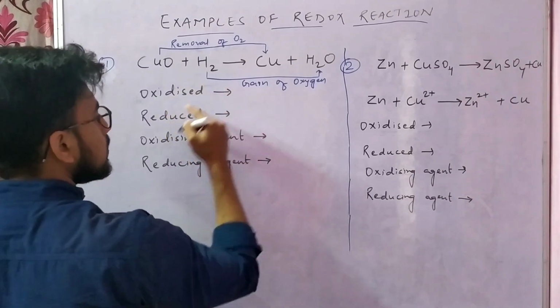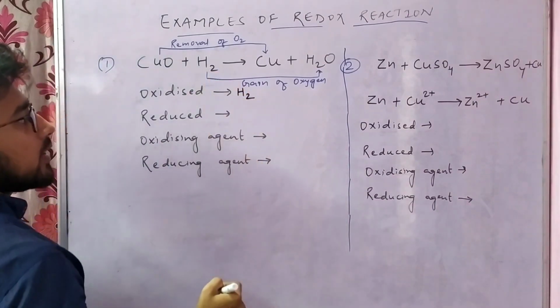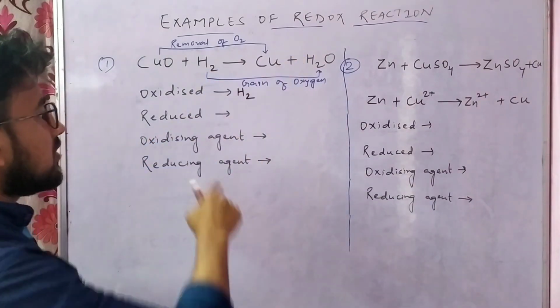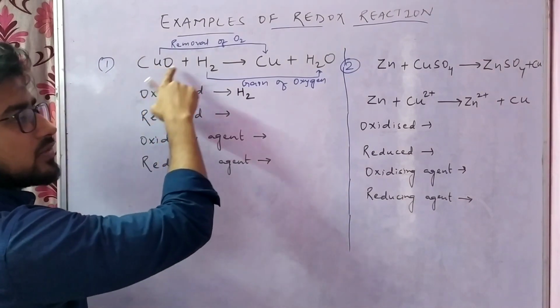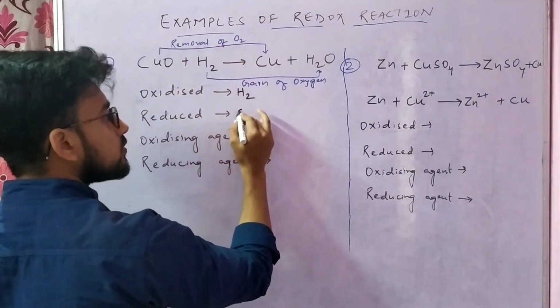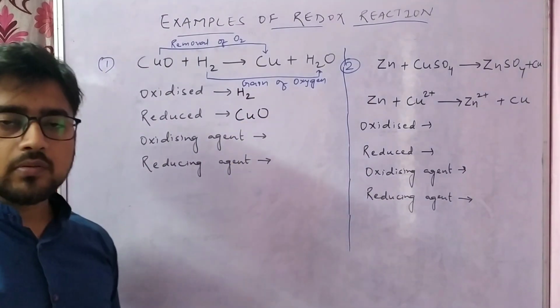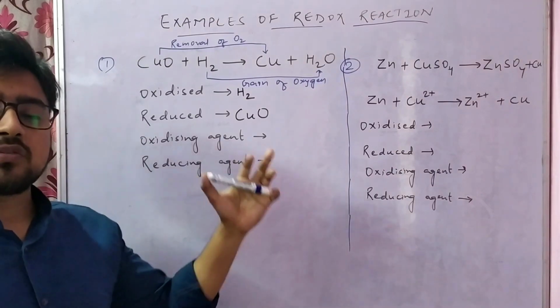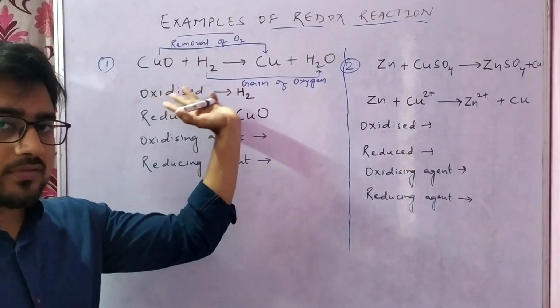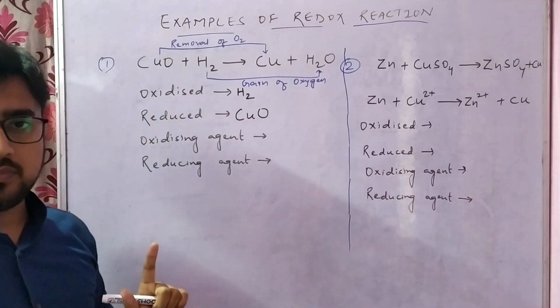So you can say here which one is oxidized. So hydrogen is oxidized. Why? Because oxygen is added. And which one is reduced? So copper oxide is converted to copper by the loss of oxygen. So which one is reduced here? Copper oxide is reduced. Always remember, there is always reduction and oxidation from the reactant side, not from the product side. So this is oxidized and this one is reduced.